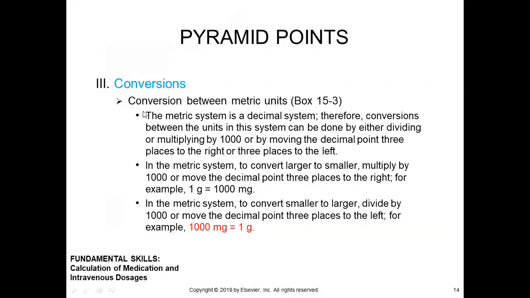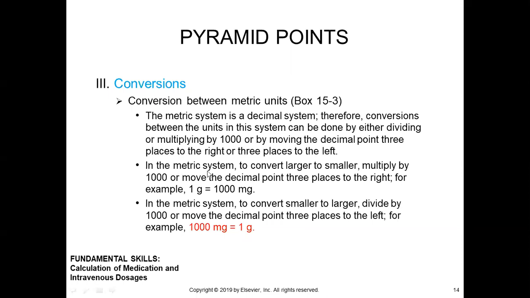Conversion. Conversion between metric units. The metric system is a decimal system. Therefore, conversion between the units in this system can be done by either dividing or multiplying by 1000, or by moving the decimal point 3 places to the right or 3 places to the left.